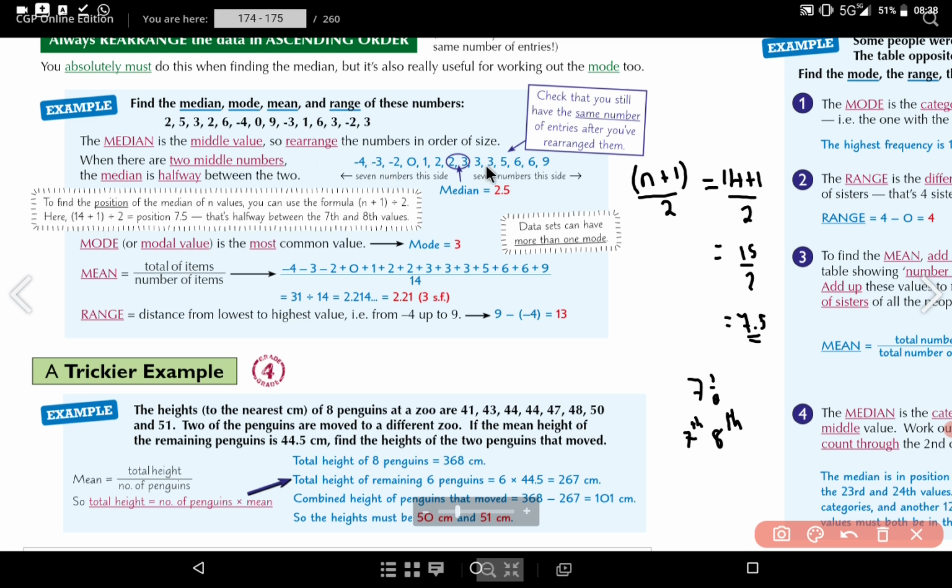So when the numbers are arranged, you count 1, 2, 3, 4, 5, 6. Have you seen the 7th and the 8th? But just what I was doing there, I will give you the value nicely.